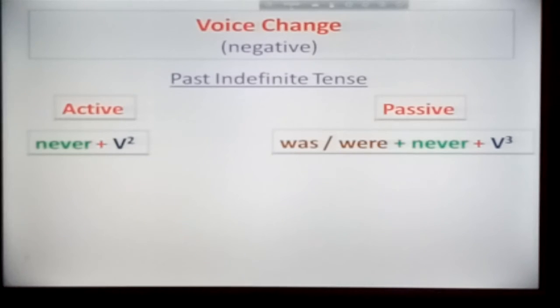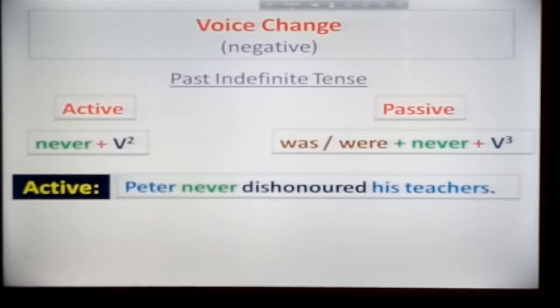Now let's use these verb structures in examples. Peter never dishonored his teachers. Now you see the verb after never is in the past indefinite tense because the sentence is used in the past indefinite tense and the verb must agree with the tense it is used in.